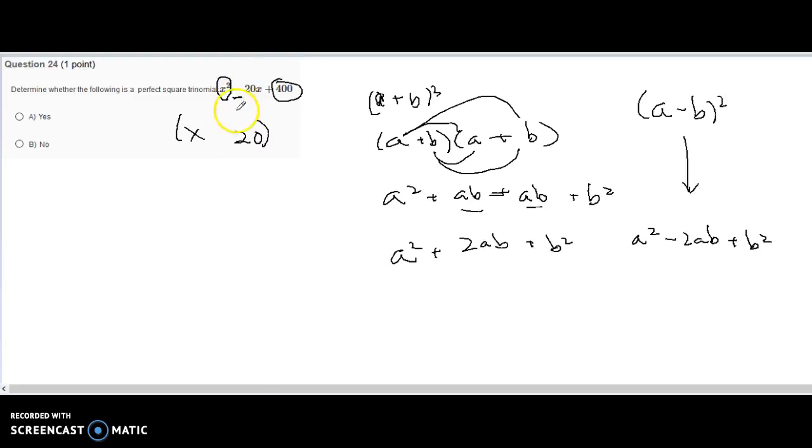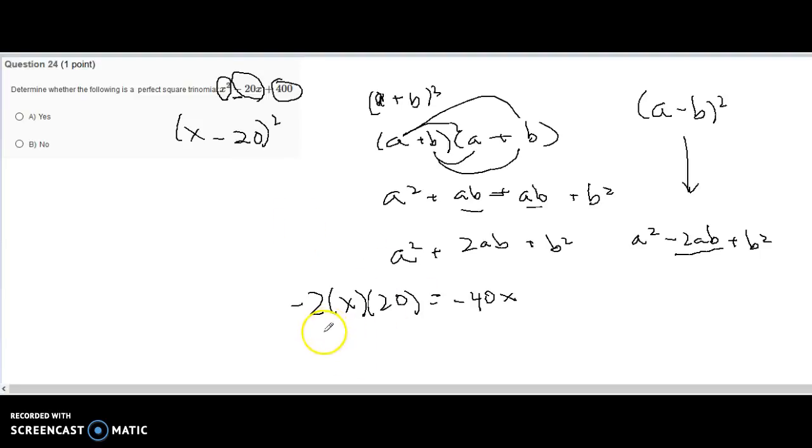Now the fact that this is a minus here means that this has to be a minus here. So it's at least plausible that we have a perfect square trinomial because we have something squared as our first term and something squared as our last term. But the trick is, what's the middle term? You can either expand x minus 20 squared fully, or you can just focus on what this is saying. This is saying that the middle term should be negative 2 times a times b. Or in other words, in this case, it should be negative 40x. Instead, we have negative 20x.